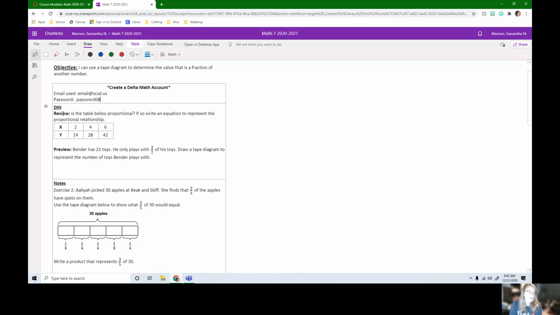For our DIN: is the table below proportional? If so, write an equation to represent the proportional relationship. I'm going to let you pause the video and answer this question.